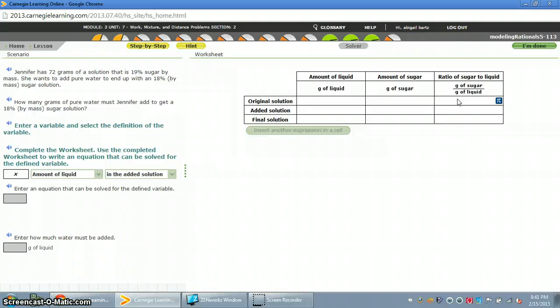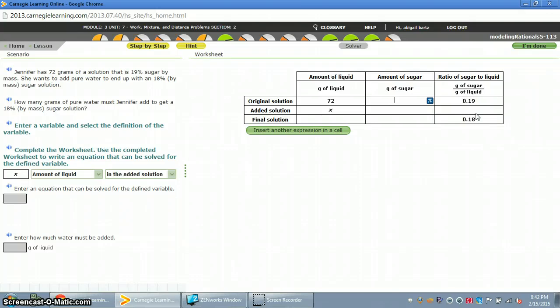Again, we know our original solution was 19%, so I think you could put in 0.19. Yep. You know that by the end, you're going to have 0.18. So read through very carefully as you're filling out your situations. Again, we know that we added an x, so you can put your x there. And again, it talks about Jennifer had 72 grams of solution that is 19% sugar, so this first one must have been 72 grams.